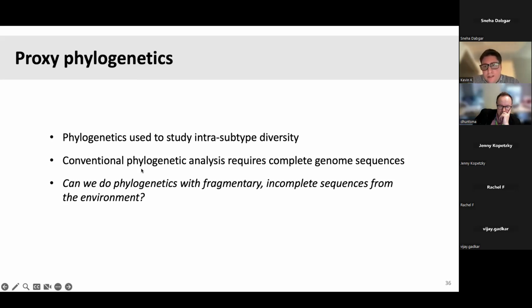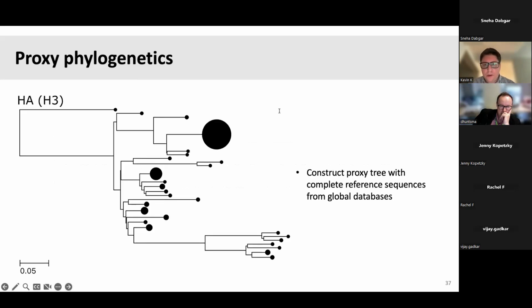The problem is that phylogenetic analysis requires complete genomes, and we're only getting these little short fragments. We also know that these specimens frequently contain multiple viruses, so we really don't want to try putting these fragments together because we don't know if they all come from the same virus. So really, what we had to do is develop this new approach to phylogenetics that we're calling proxy phylogenetics. We're going to look at H3 viruses for this explanation because they provide a pretty interesting example in our data.